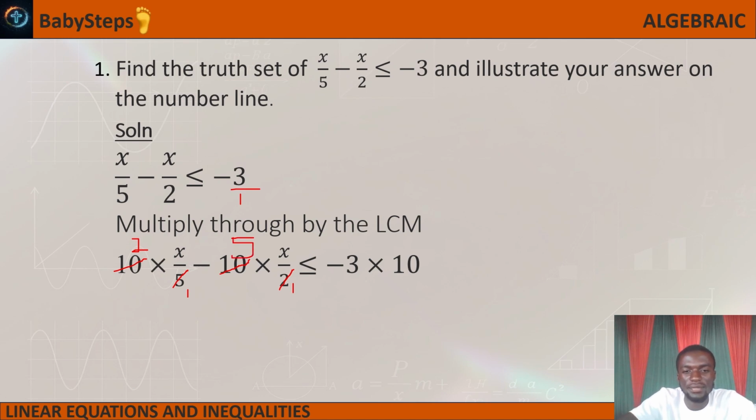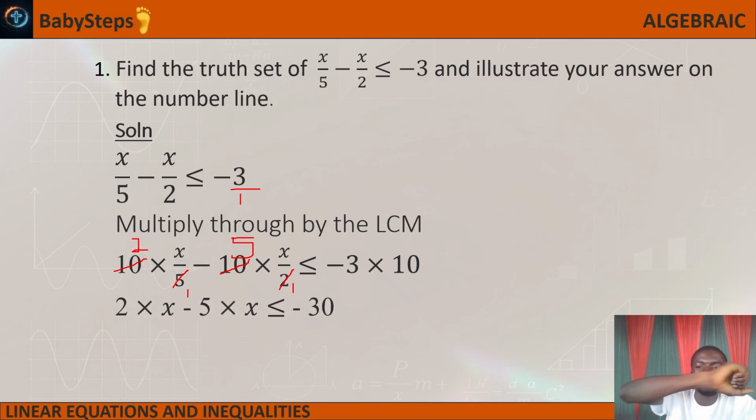I'm not used to this pen. Alright, so now we are left with 2 times x, and then negative 5 times x, less than or equal to, take note of the sign, less than or equal to negative 3 times 10. When you do your right hand like this, it is greater than; when you do your left hand like this, it's less than. So you have to take note.